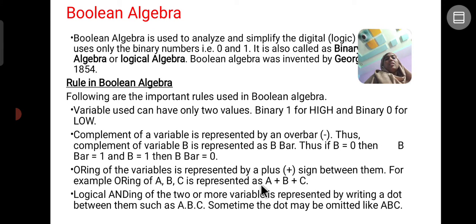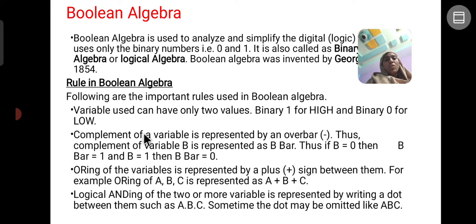This is the ORing. Next, the fourth is logical ANDing of two or more variables, which is represented by writing a dot between them, such as a dot b dot c. Sometimes the dot may be omitted, like abc. So abc is ANDing between the three inputs. What is AND? AND means the output is 1 when and only when all the inputs are 1. So it is the dot product.